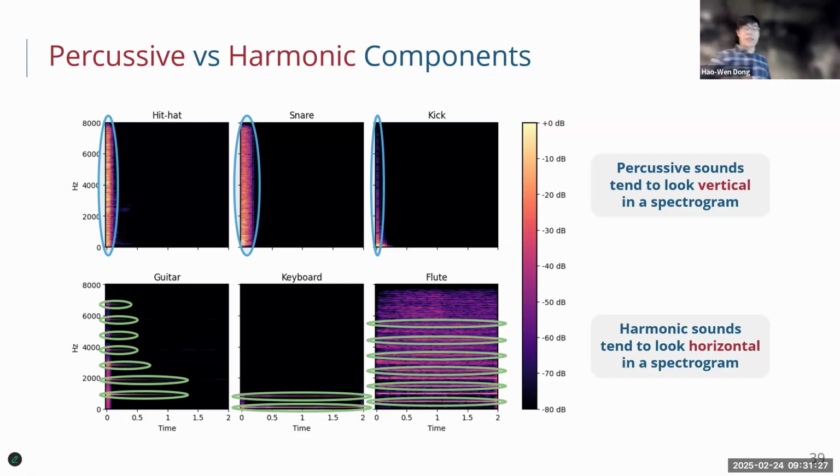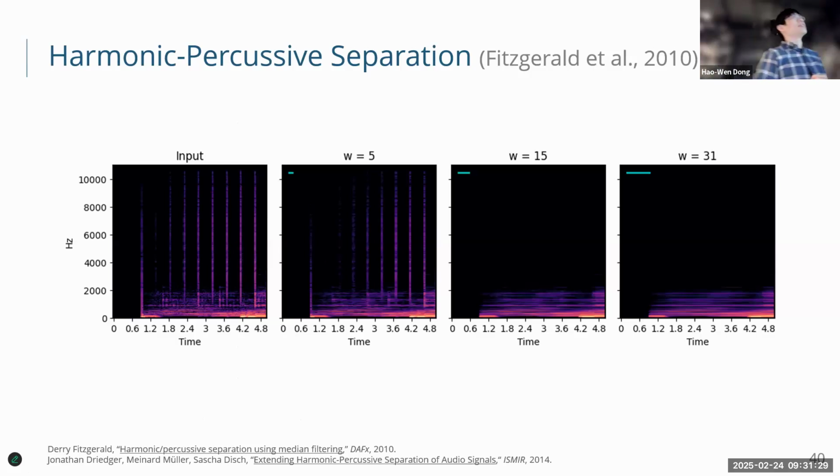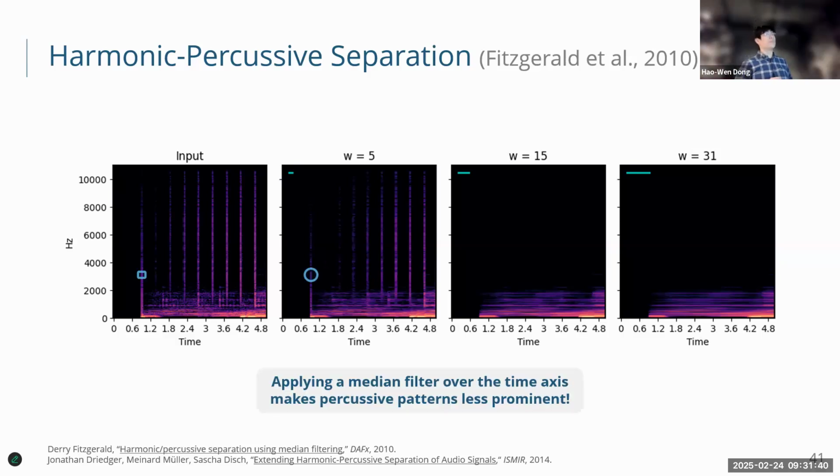So HPSS, which is harmonic percussive source separation, basically just tries to leverage this idea to do harmonic versus percussive separation. How it works is that we apply a median filter over the time axis so that we can get the percussive pattern. So this will be the input spectrogram. And now here we are applying different horizontal median filters.